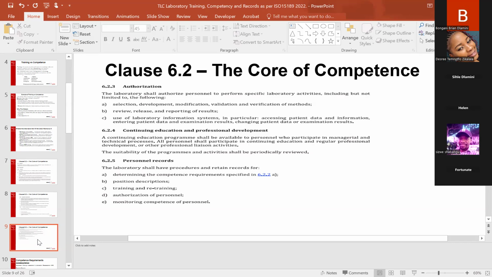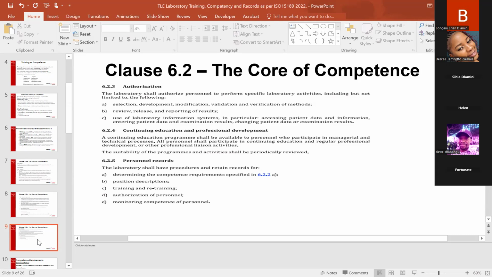Okay. A continuing education program shall be available to personnel who participate in managerial and technical processes. All personnel shall participate in continuing education and regular professional development or other professional liaison activities. The suitability of these programs and activities shall be periodically reviewed. Okay, and this, our EMDC has made it compulsory for CPD points for identification. So that's a big plus.